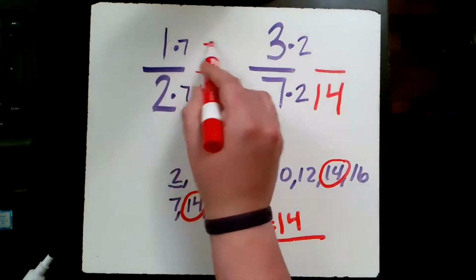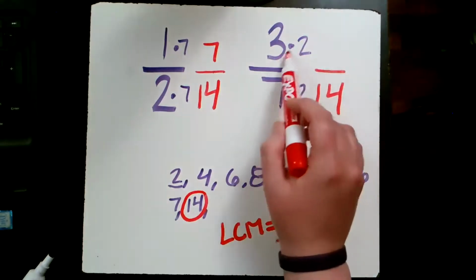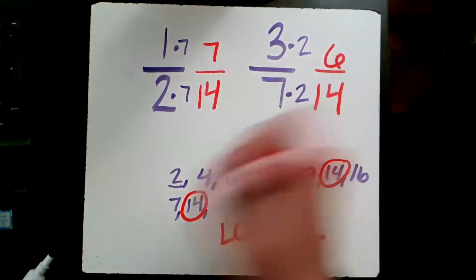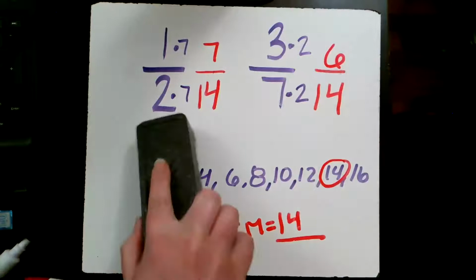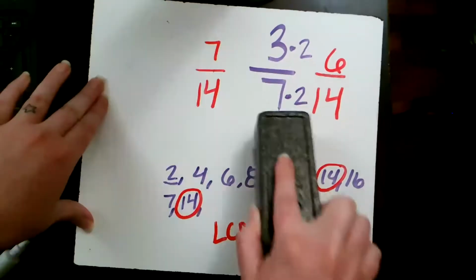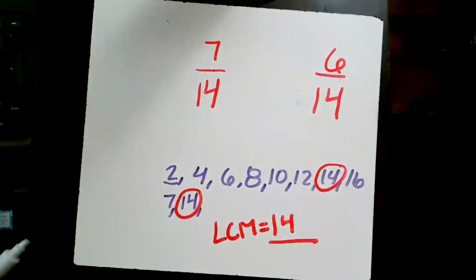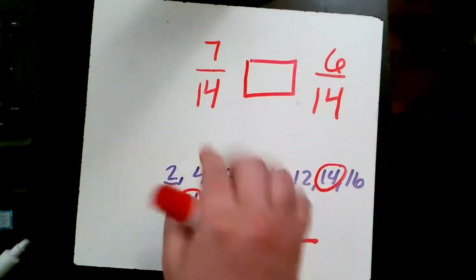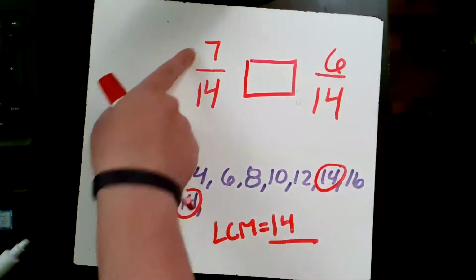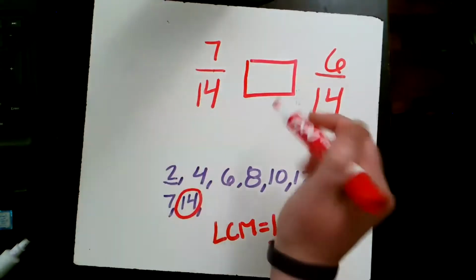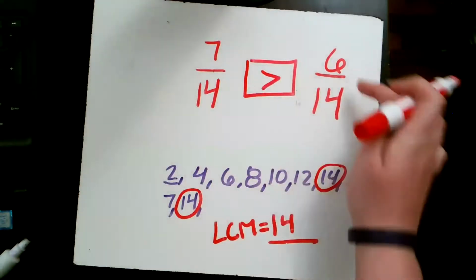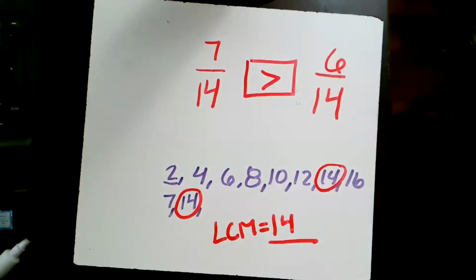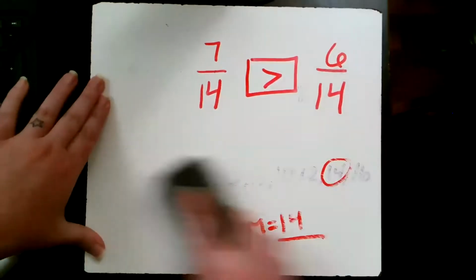So let's take a look at our new fraction. 7 times 1 is 7. 3 times 2 is 6. All right. I think I see what my answer is going to be. So that means, now that I have it rewritten, 7/14 would be greater than 6/14. So we found that least common multiple. Digging it, dude.